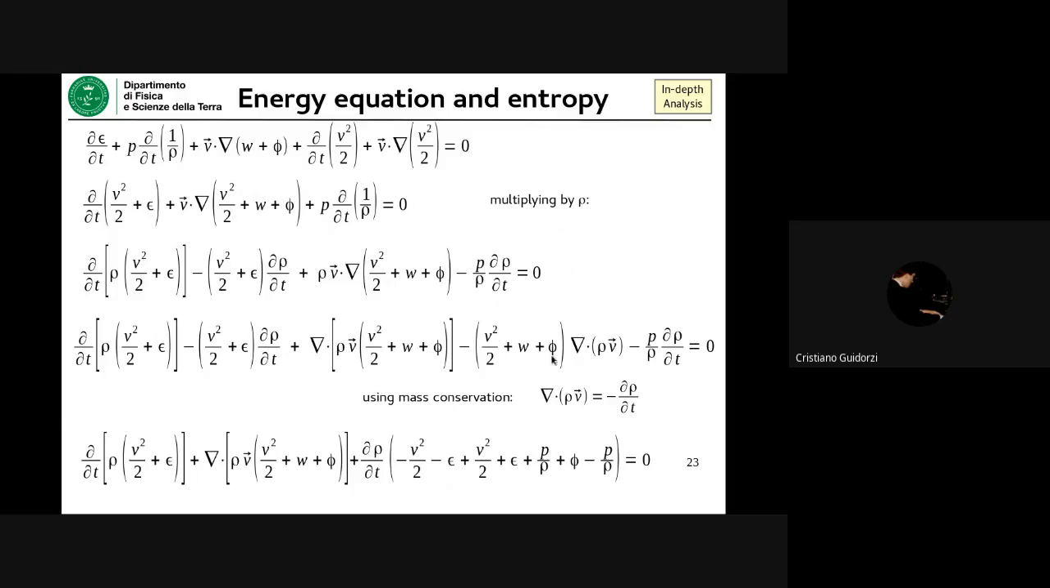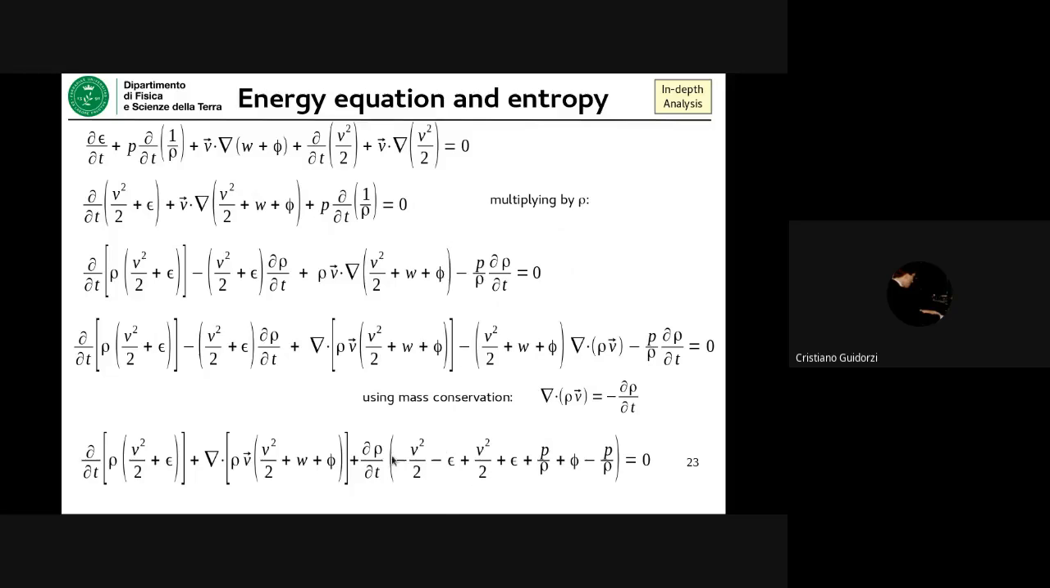And then I have here, because of mass conservation, this term is minus delta rho over delta t. Minus here, it's plus. So plus all these three terms: plus v squared over two, plus, here instead of w, I wrote explicitly what enthalpy is, so epsilon plus p over rho, plus phi. And then the last term, which multiplies delta rho over delta t, is minus p over rho. Here it is, minus p over rho.